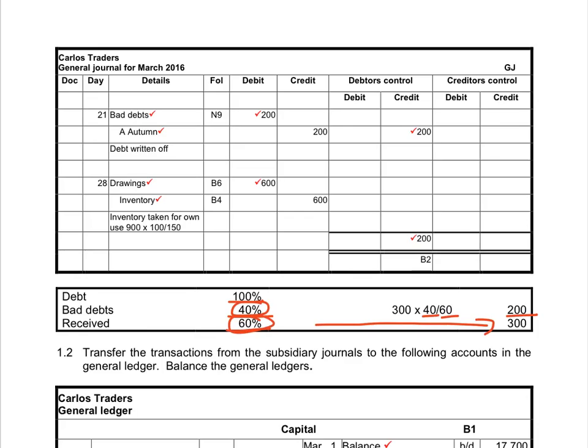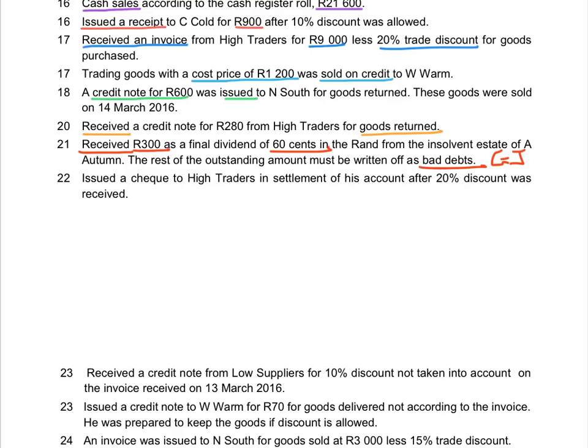Therefore, bad debts is expense. Expenses increase on the debit side with 200. We have to reduce the account of A. Autumn in the debtors ledger with 200, and any entry that we complete in the debtors ledger will also be completed in the debtors control. So we will show that we credit his individual account in the debtors ledger, and we will credit our debtors control account with 200.